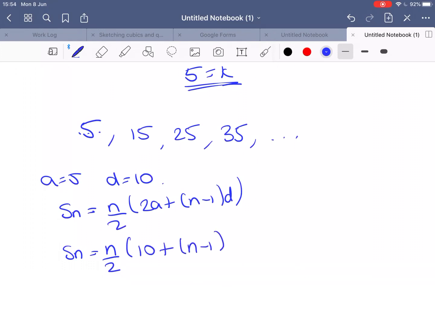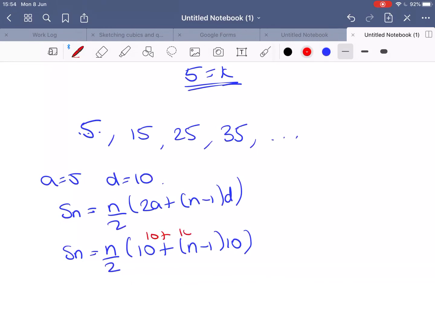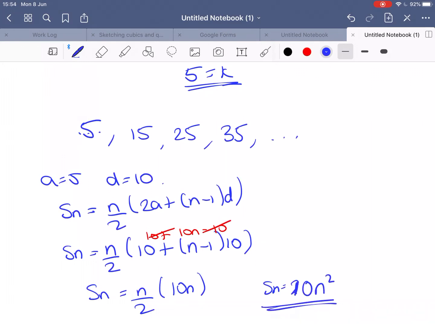Plus n minus 1 times the difference, which is 10. Now if I think about expanding this bracket, I'll do this in a different colour: 10 plus 10n minus 10, and you can see the 10s disappear. So I end up with Sn is n over 2 times 10n. So my Sn is 20n squared over 2, which is just 10n squared.